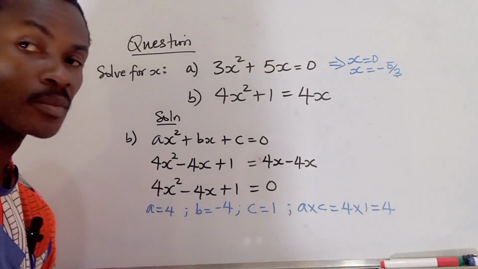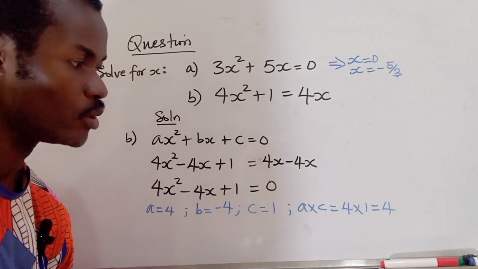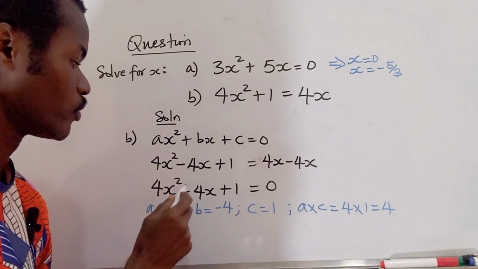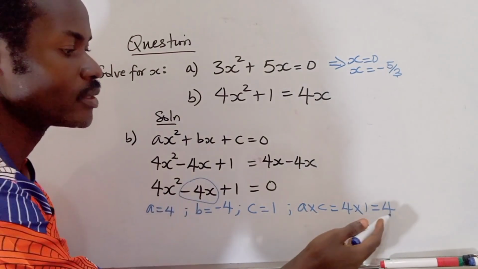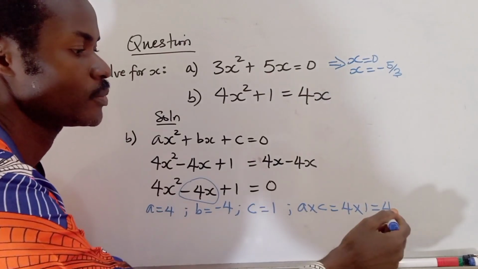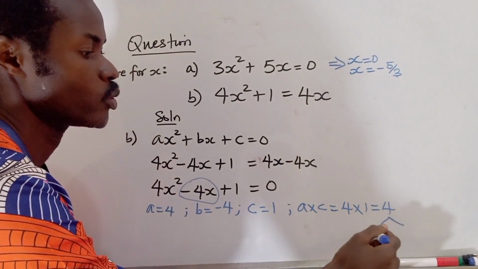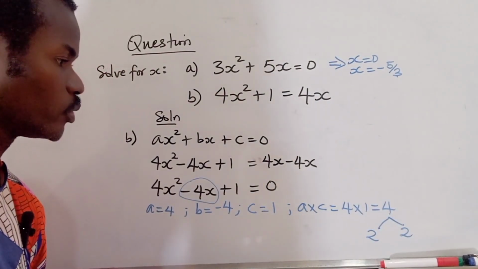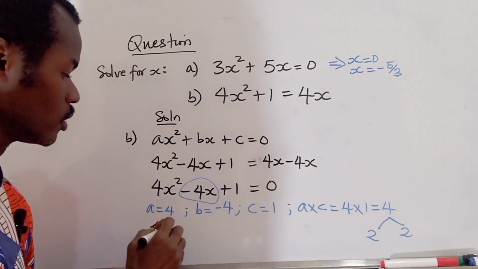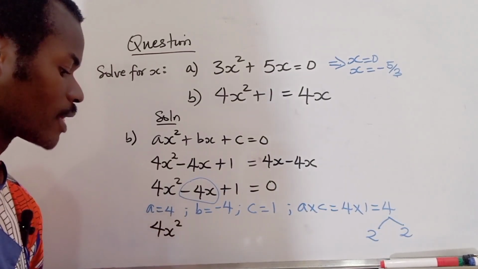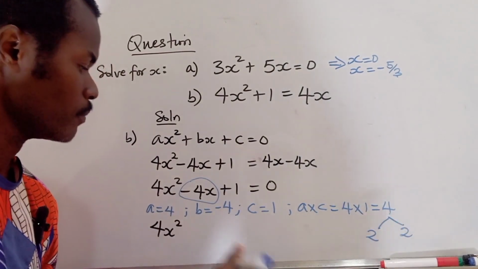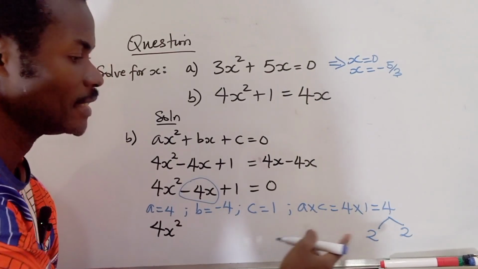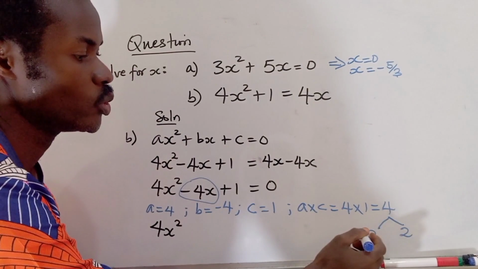Now, from that, we can look for the factors which we are going to use and replace this. So the factors of ac, which is 4, I think the best two numbers are 2 and 2. So we are going to use 2 and 2. So we have 4x squared. Now what sign are we going to put here? Is it plus or minus, or minus or plus? Now I know that minus 2, okay?